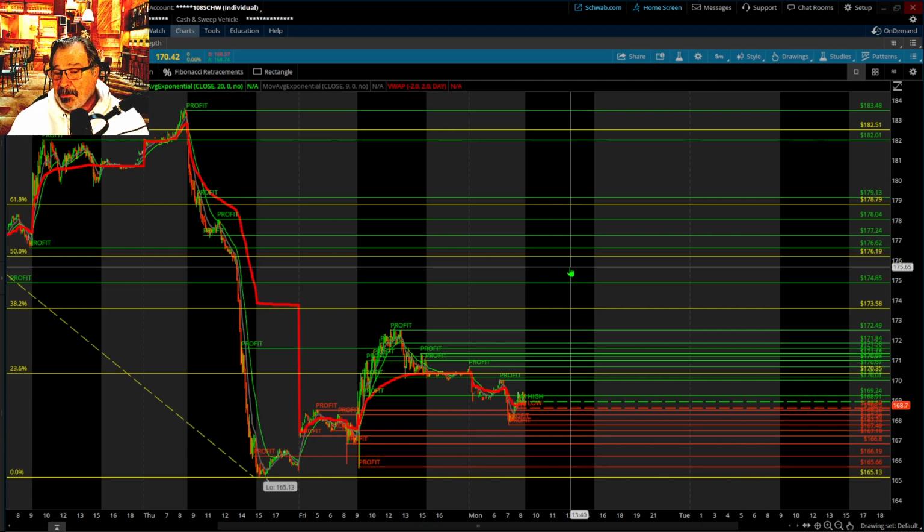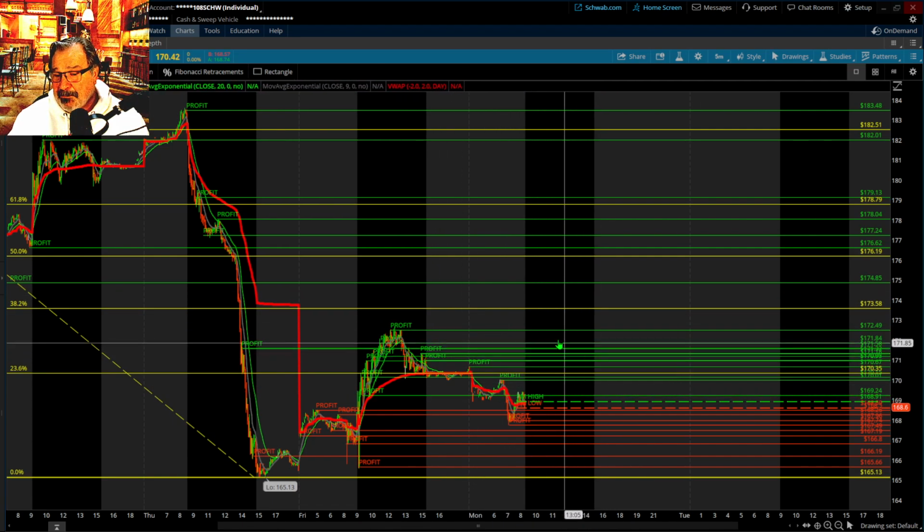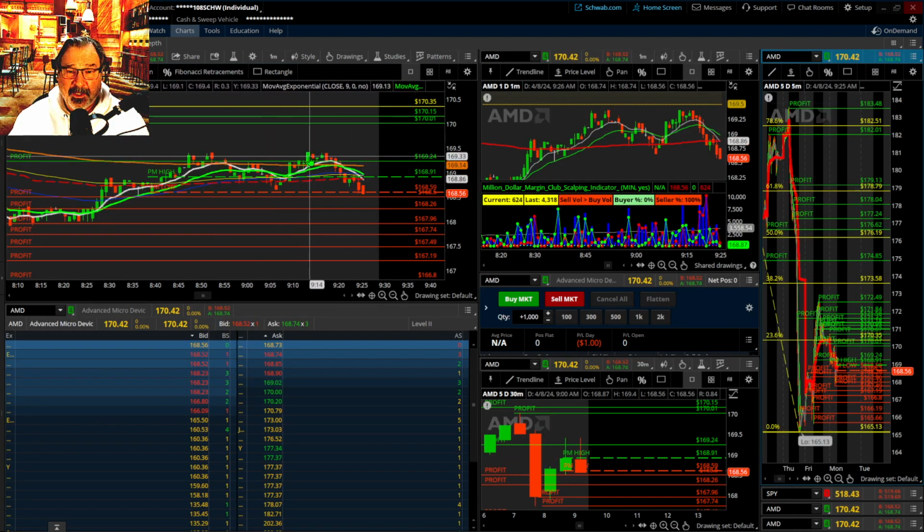Now, this is pretty simple as far as indicators go. We just basically marked out the pivot points. We marked out the high and low. We didn't use an indicator here to do that.